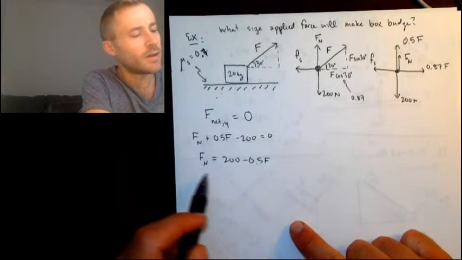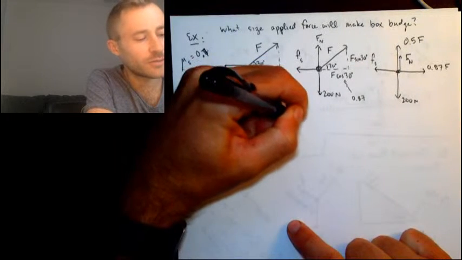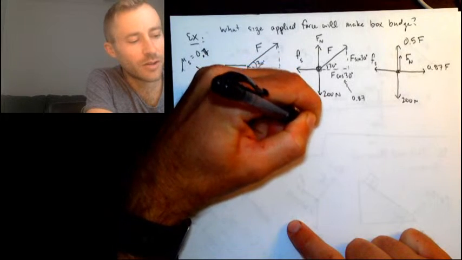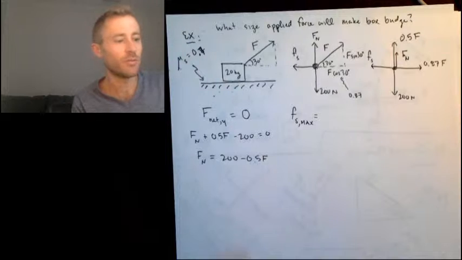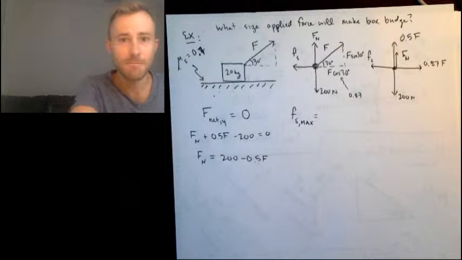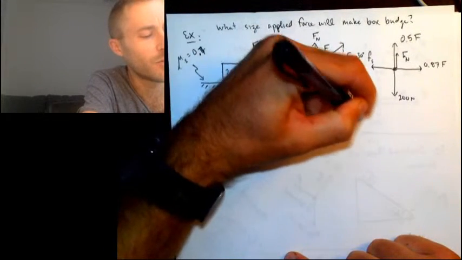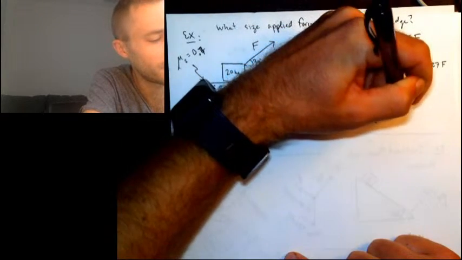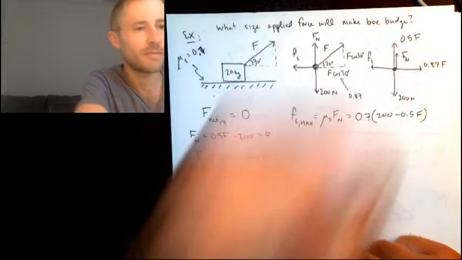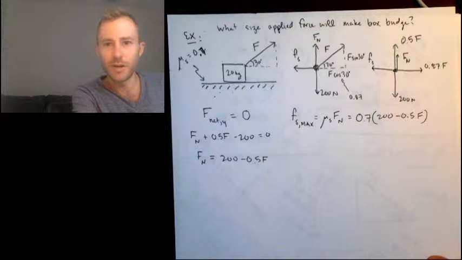So that is going to allow us to calculate the maximum static friction. So notice how the maximum static friction actually depends on what the applied force is. Okay? So it's going to be mu sub s times normal. So it's going to be 0.7 times the quantity 200 minus 0.5 F. Okay? 200 minus 0.5 F.